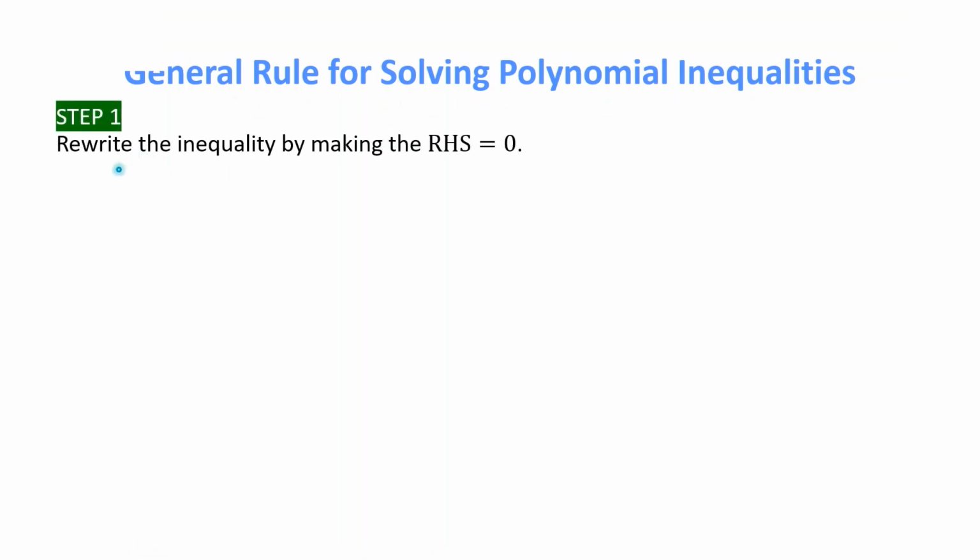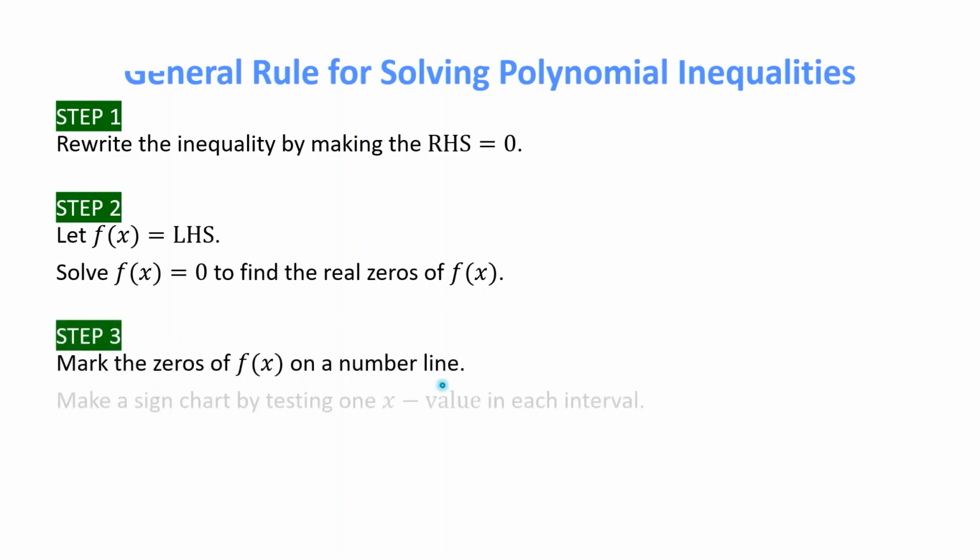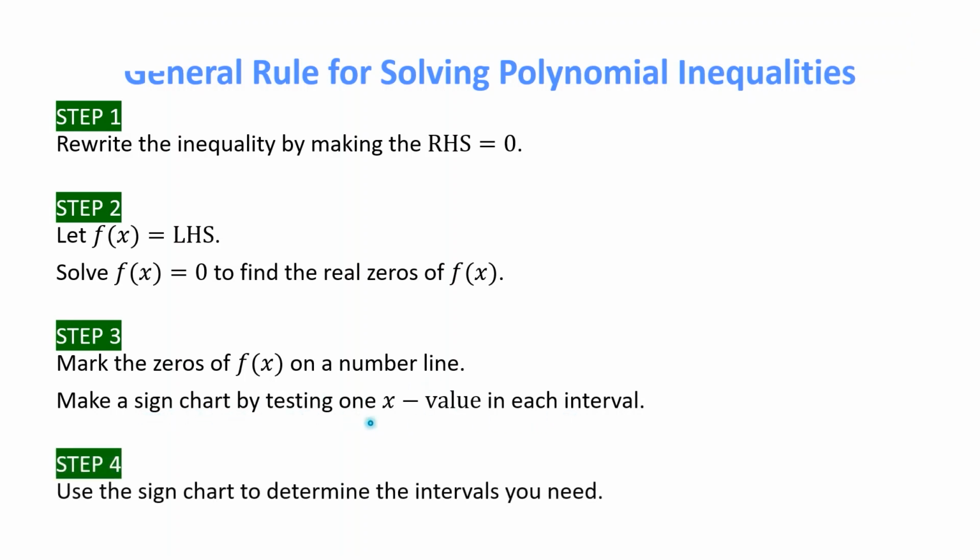Now, to summarize what we've learned so far, we have 4 steps for the general rule for solving polynomial inequalities. So we have step 1, which is to rewrite the inequality by making the right-hand side equal to 0. And then step 2, to let f of x equal the left-hand side, and then solve f of x equals 0 to find the real zeros of f of x. Then step 3, we mark the zeros of f of x on a number line, and we make a sign chart by testing one x value in each interval. Then step 4, we use the sign chart to determine the intervals you need. And if there's more than one interval, the union of these intervals is the solution.